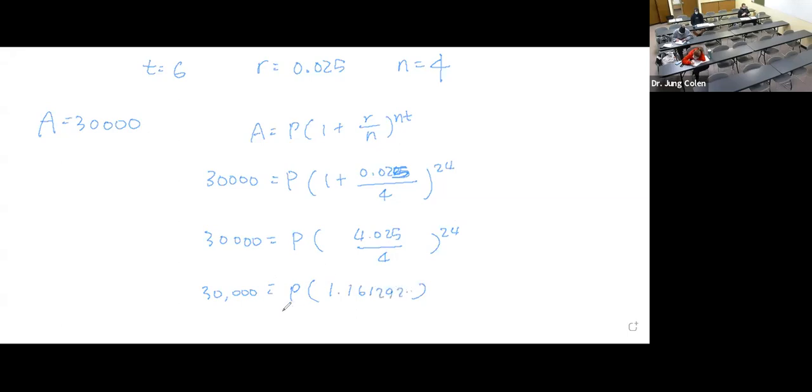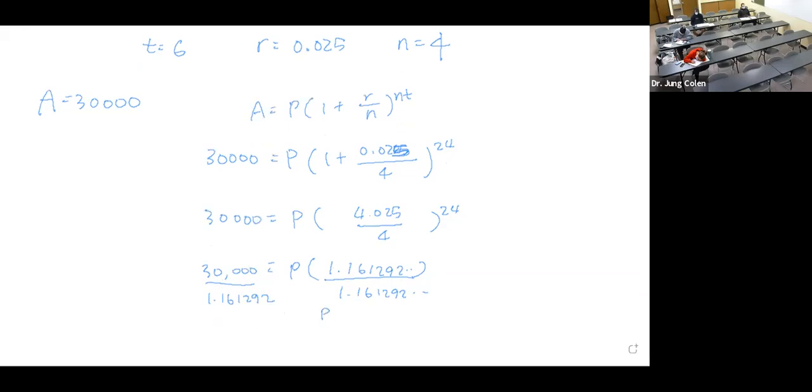So how do we find P? You can just divide both sides by what? That number, 1.161292. You do the same thing here, then to find P, it's 30,000 divided by 1.1612.